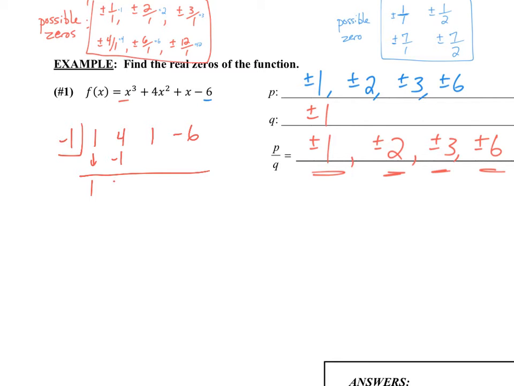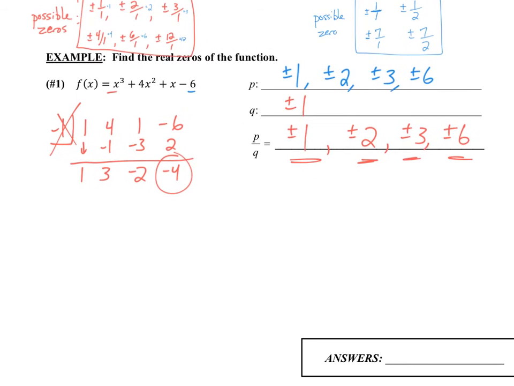4 plus negative 1 is 3. Negative 1 times 3 is negative 3, and we add them up to get negative 2. Negative 1 times negative 2 is 2. Add them up. We don't get 0, so we know that that doesn't work. Okay, so negative 1 did not work.